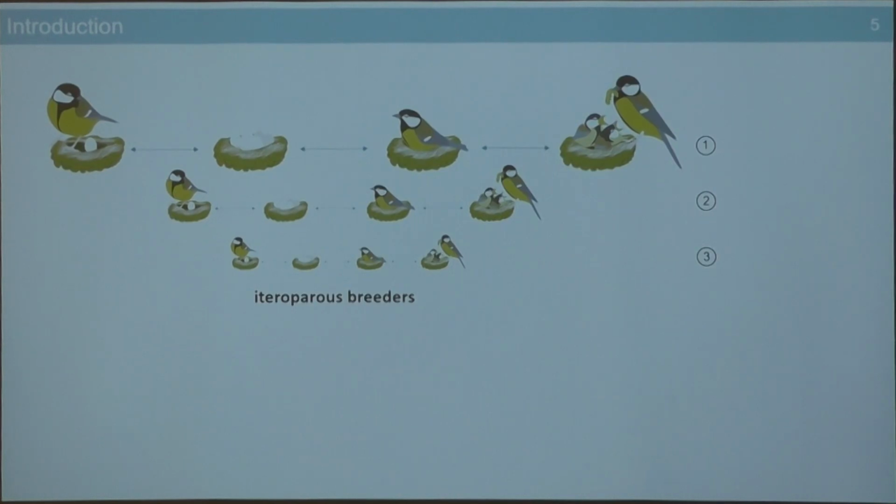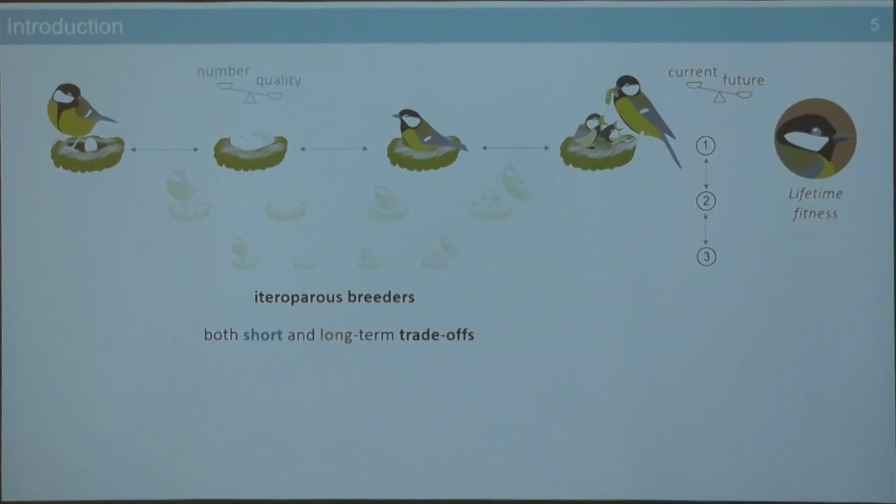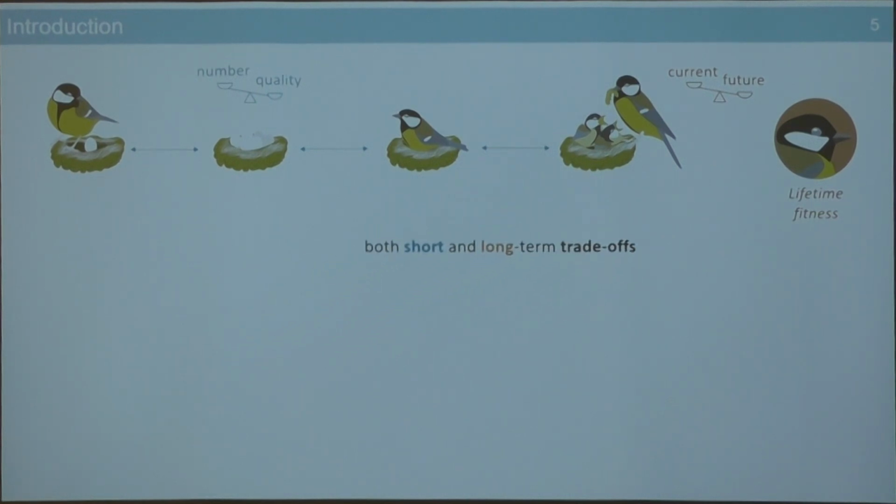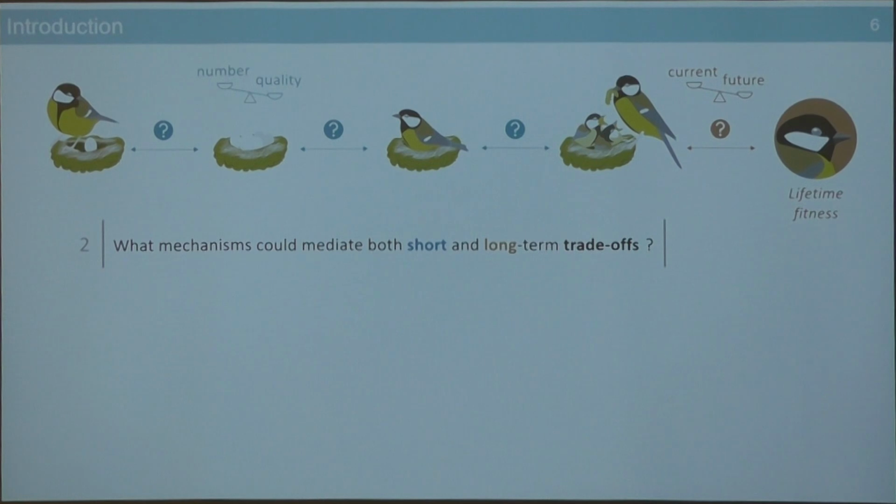But especially for species that breed multiple times in their lifetime, year on year, they are not only faced with short-term trade-offs, such as between the number and quality of their offspring, but they also need to consider longer-term trade-offs. For instance, dividing energy for their current reproduction as well as their future reproduction and survival. So this leads to the second part of what I looked at in my thesis, trying to understand what mechanisms might mediate both the short and the long-term trade-offs between life history traits.